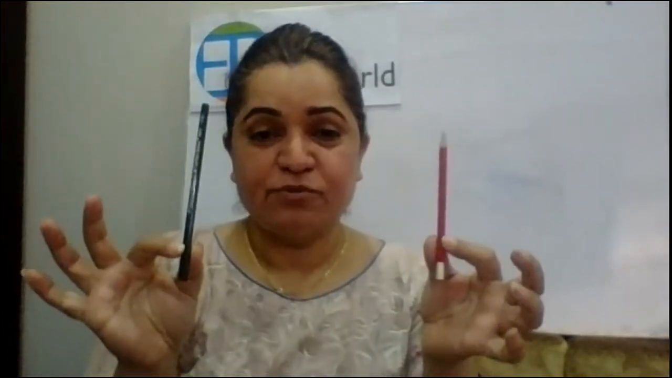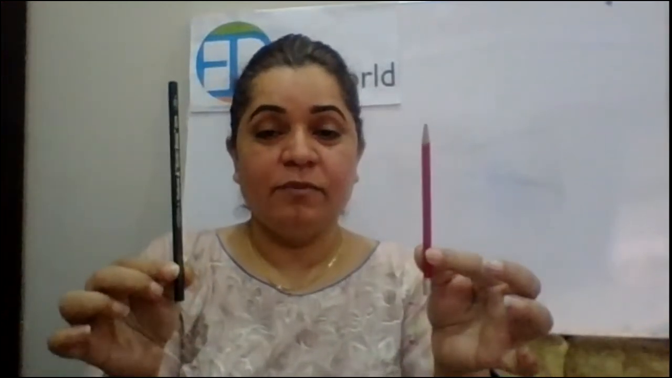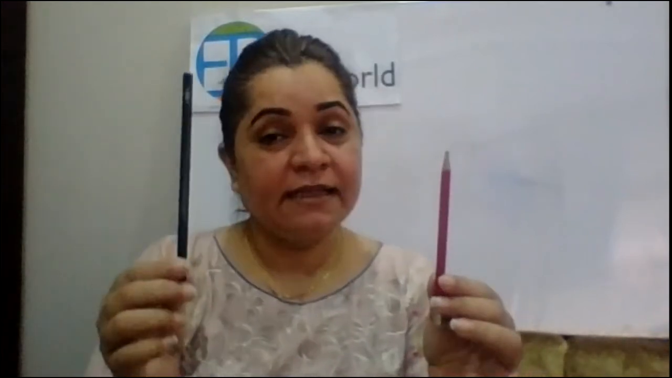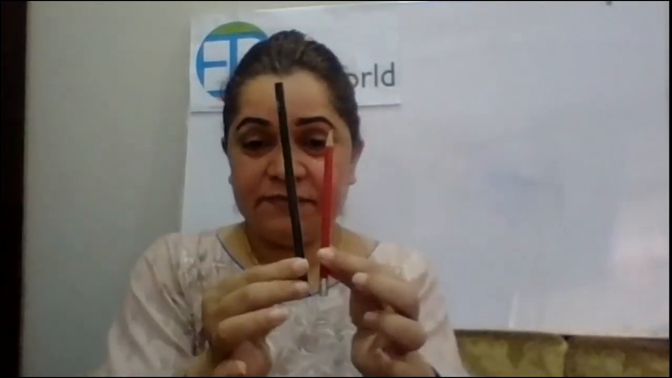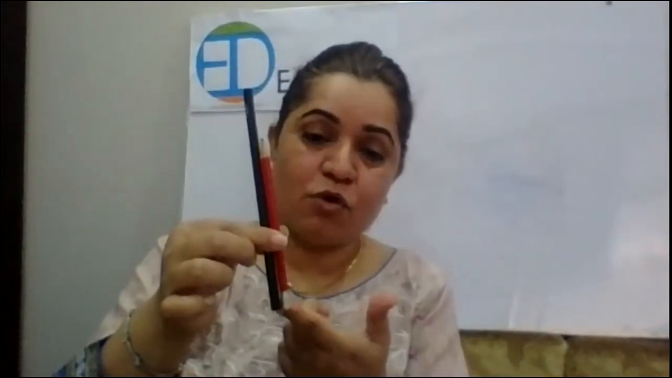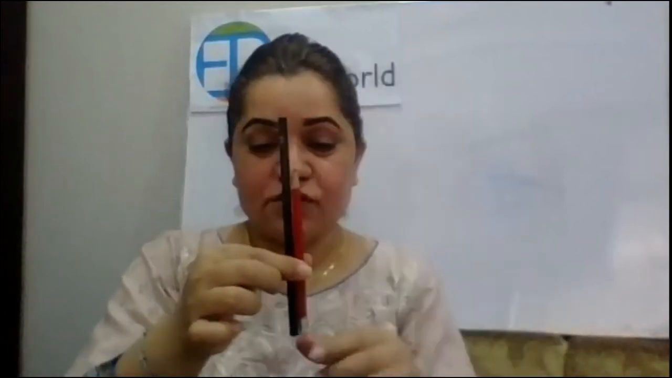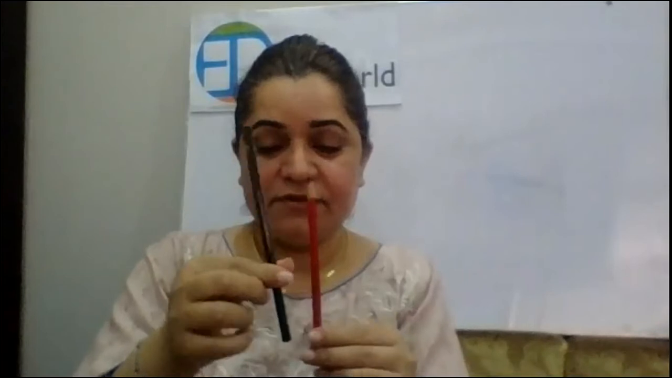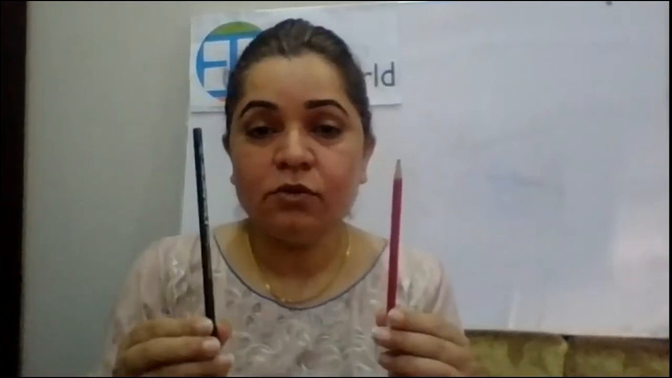If we look at these two pencils in my hand, they have different measurements, right? Which one is small, the red or the black? Yes, the red one is small and the black one is tall. If you put them together, you can see the difference. One is small and the other is tall. So everything has different measurements.